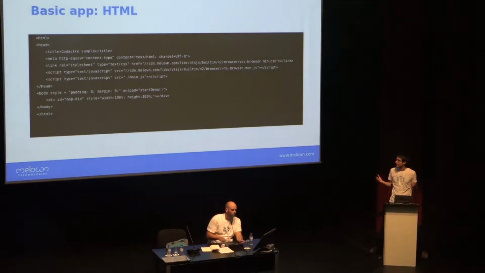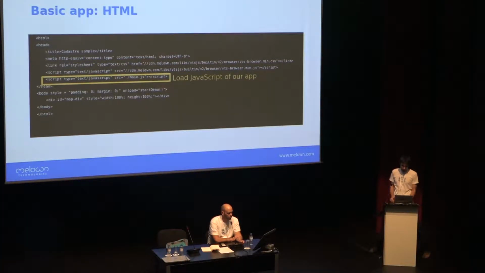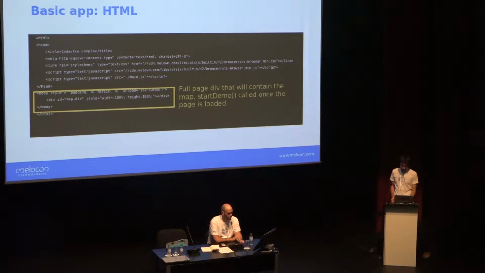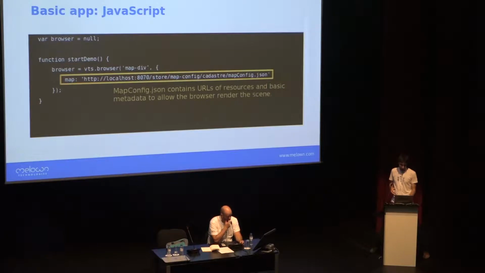The app is very basic. You need HTML and JavaScript. The HTML looks like this. We basically just load the browser, load the JavaScript of our application, and we create one large div across the whole page that contains the map. The JavaScript is even simpler for this case. Once the div is loaded, we call the function startDemo, where we initialize our browser with the map configuration we obtained somewhere.